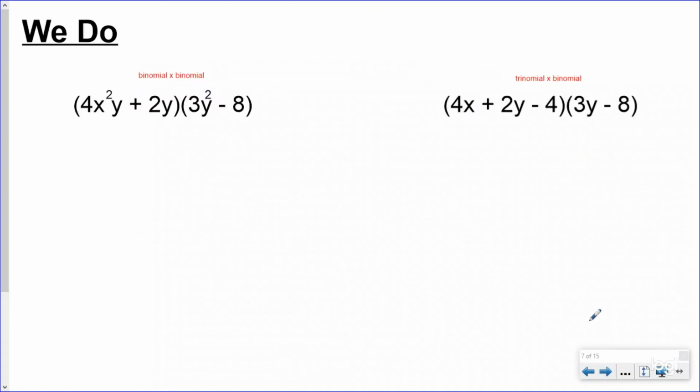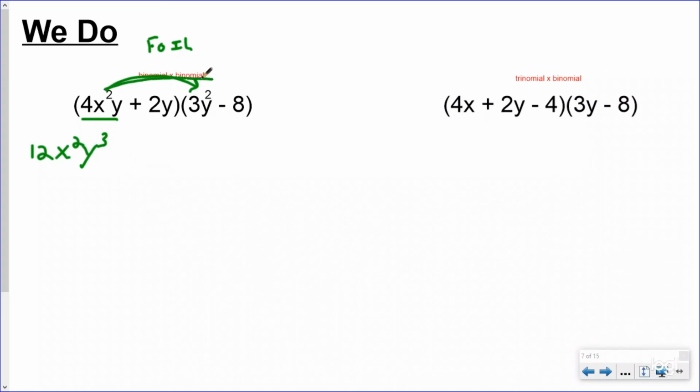Let's take a look at a we do problem. Let's add these in your notes. So we're going to do a binomial times a binomial, which means we can follow our steps of FOIL if that helps you remember. So our first term is 4x squared times y, and we're going to be multiplying that times 3y squared. So we multiply our coefficient. That's going to be 12. We don't have any x's in our second term, so we're just going to add x squared. We now, though, are multiplying a y and a y squared, which means we have to do our power rule, and we would add those together to make y cubed.